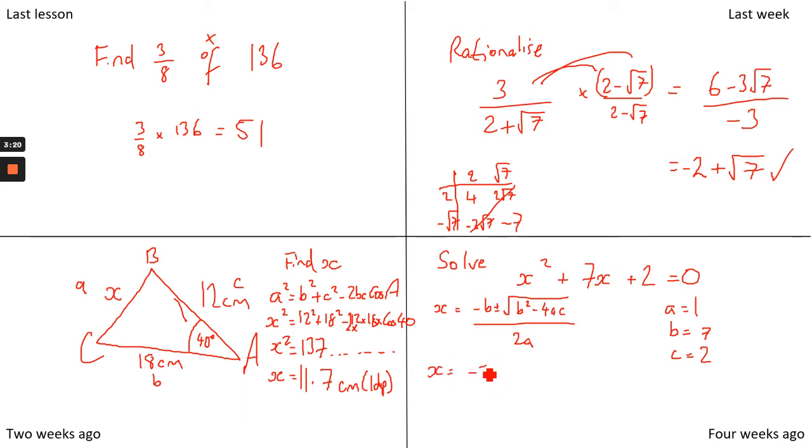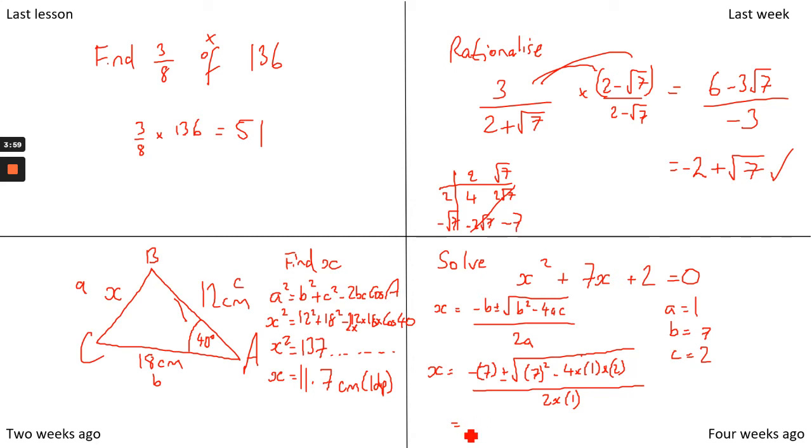x equals minus 7 plus or minus the square root of b squared minus 4 times a times c. And look, I'm putting brackets around all of these just to make it easier to put into the calculator. All divided by 2 times a. And then I'm just going to type that exactly as I've written, including the brackets. So we've got minus 7 plus the square root of 7 squared minus 4 times 1 times 2, divided by 2. And I'm going to put it as decimals.